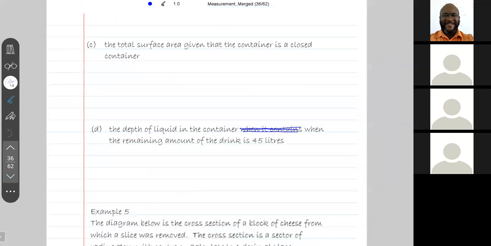All right, next we're asked to find the total surface area, given that the container is a closed container. So there's a top, there's a bottom. This is a closed container. So the total surface area TSA is PH plus 2A. The P is the perimeter of the cross section, which is a circle. So it's 2 pi RH plus 2 pi R squared.